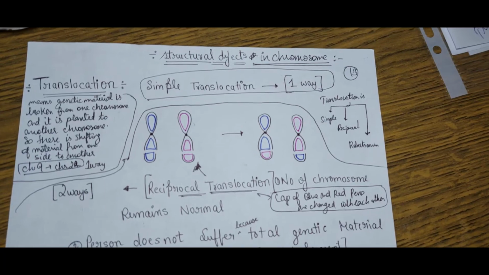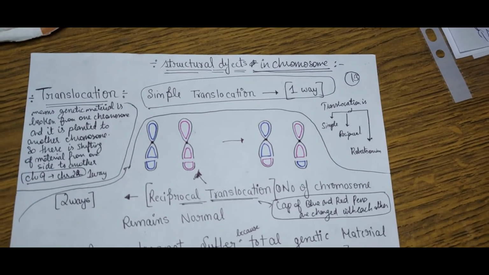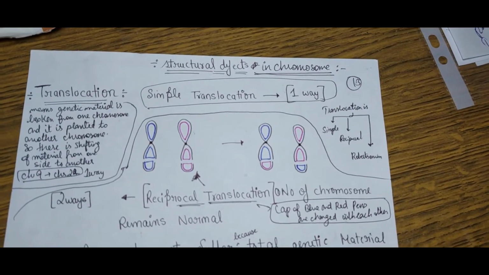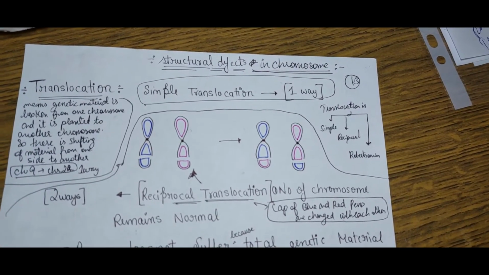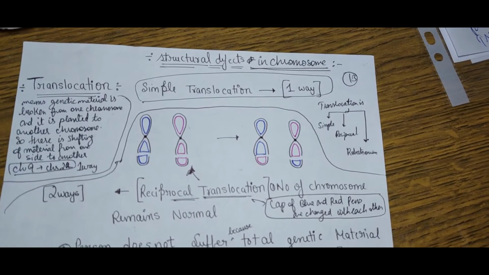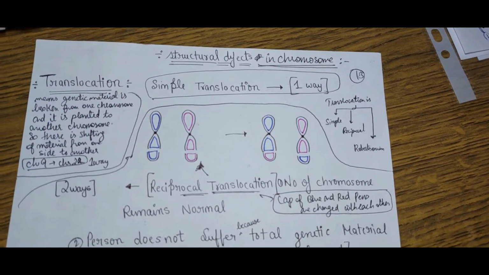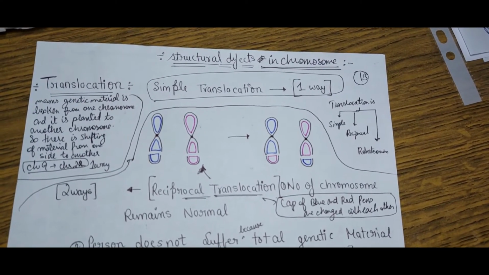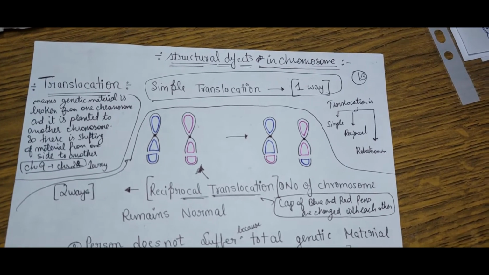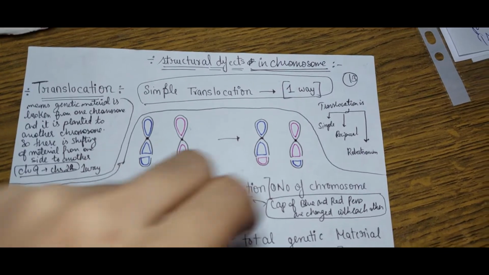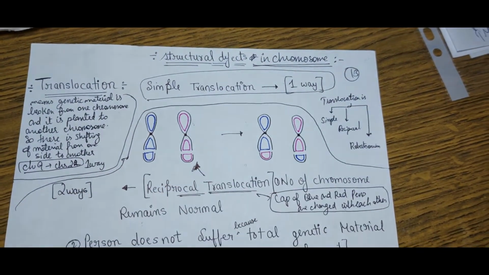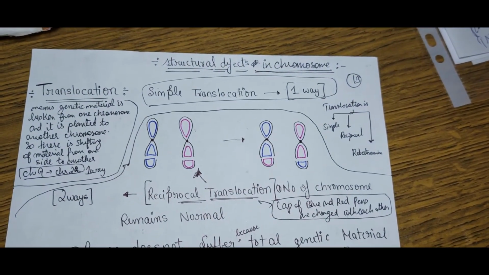Now we are going to discuss the structural defects in chromosomes. One of the most important structural defects in chromosomes is translocation. Translocation means that genetic material is broken from one chromosome and transferred to another chromosome. So basically there is shifting of genetic material from one chromosome to another. We should know that translocation is of three types: simple translocation, reciprocal translocation, and Robertsonian translocation.